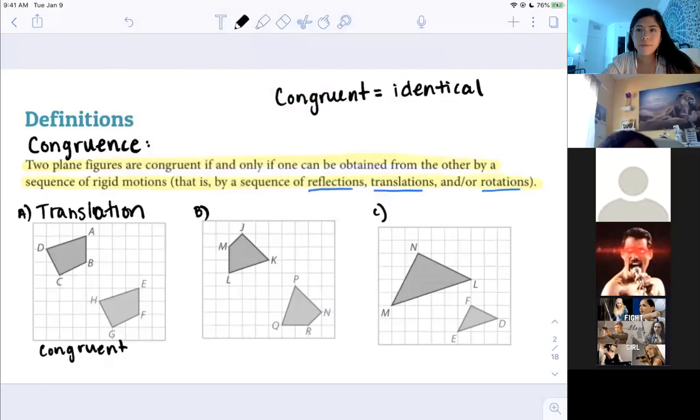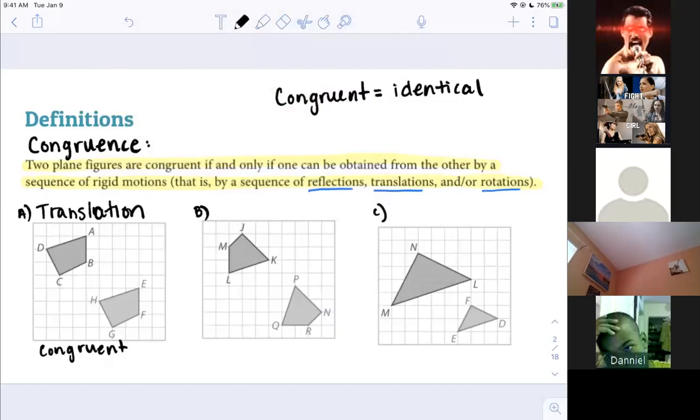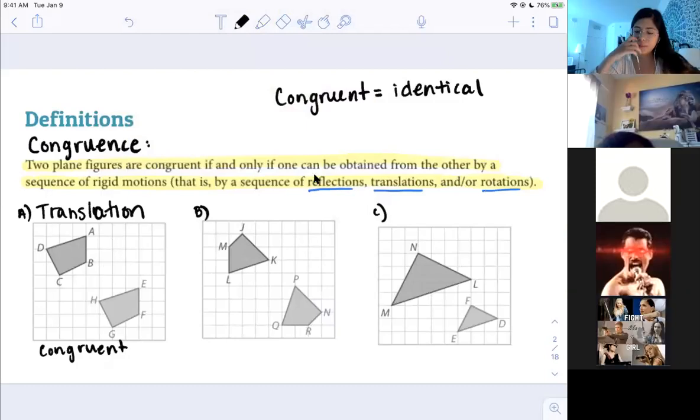Yeah, I think they're congruent because they're the exact same shape. Me too. Same shape, just facing a different direction. Okay, so they're facing a different direction. So what does that tell you? What could possibly be happening? Is this going to be a translation anymore? No. Okay, so if it's not going to be a translation, now we have to figure out if it's going to be a reflection or if it's going to be a rotation.